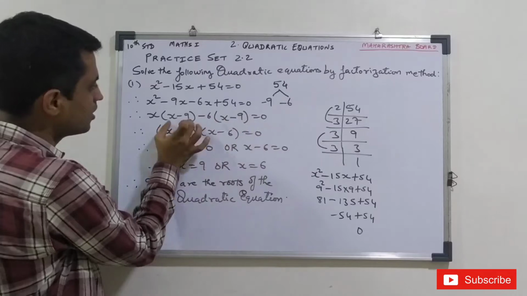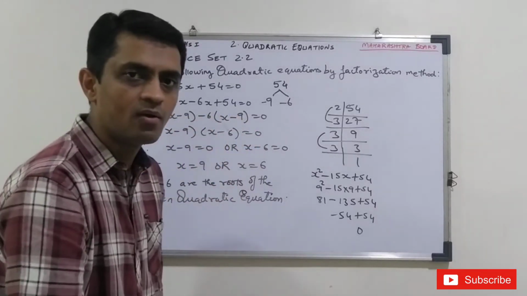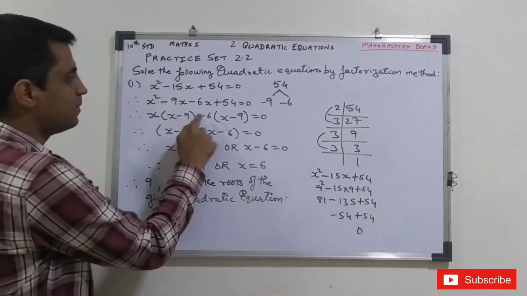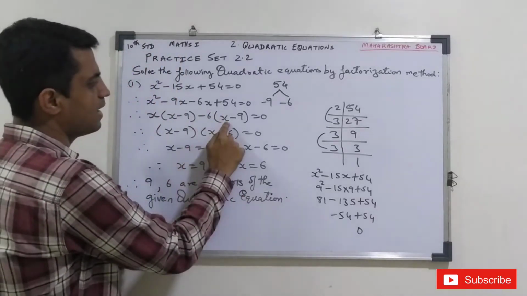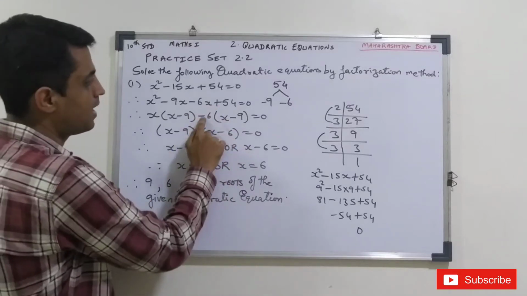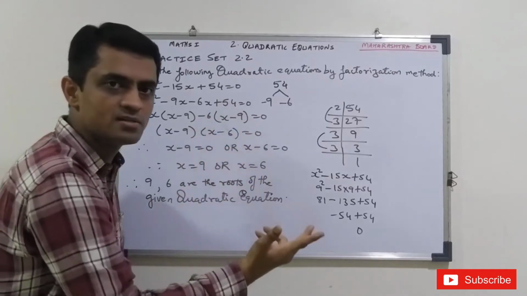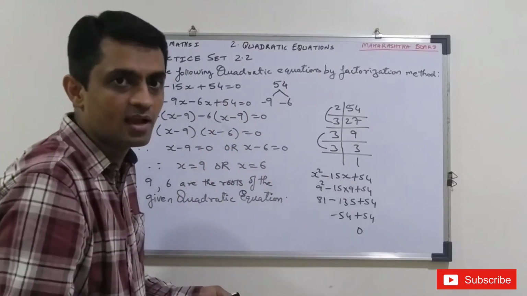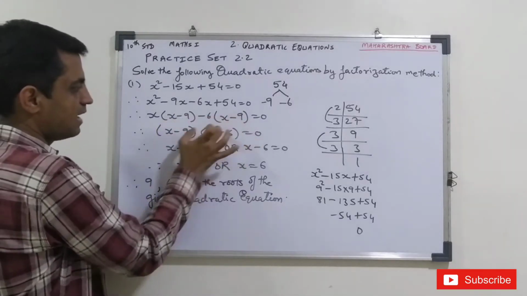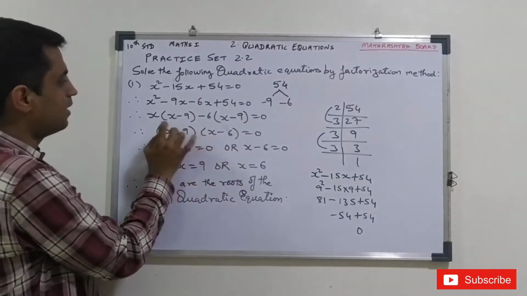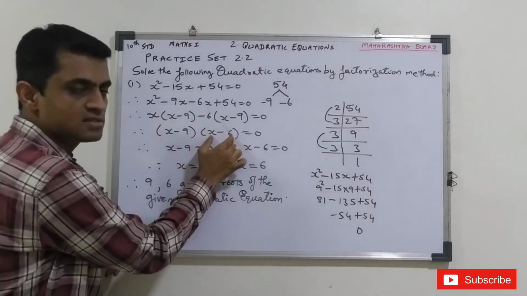Now you see both the brackets are the same: x minus 9, x minus 9. And this will always happen, the bracket will be the same. If you want to cross check, you can check minus 6 into x is minus 6x. Minus into minus is plus, 6 9s are 54. You are getting the same answer, so we are not changing anything. I told you earlier also. Now x minus 9 is common and x minus 6 is uncommon.